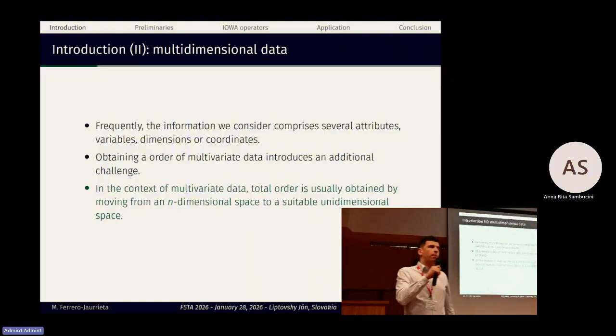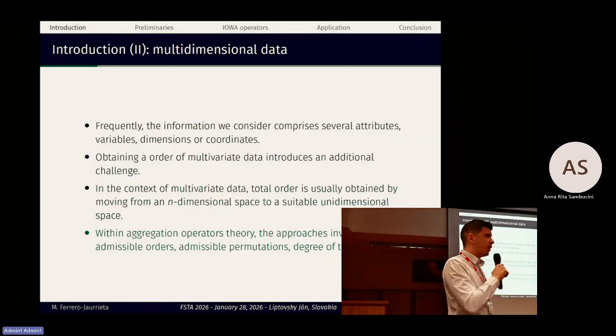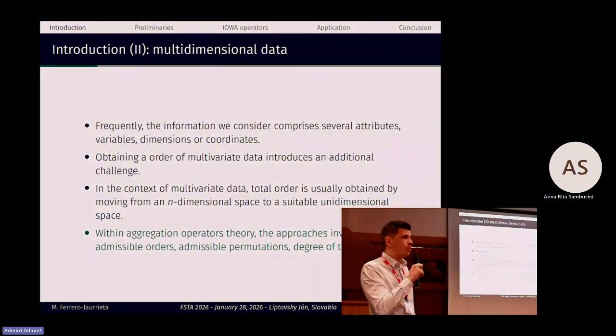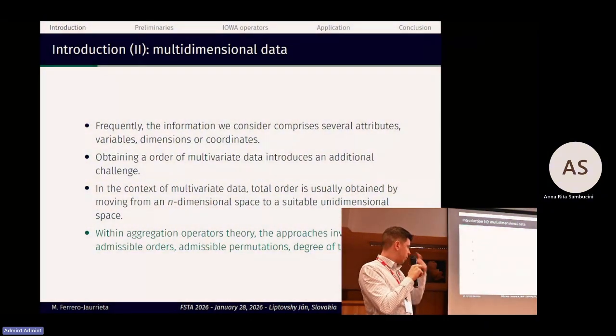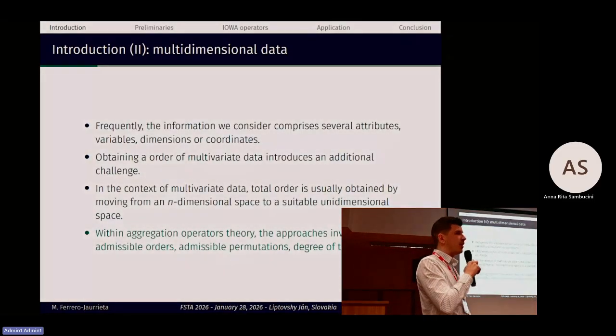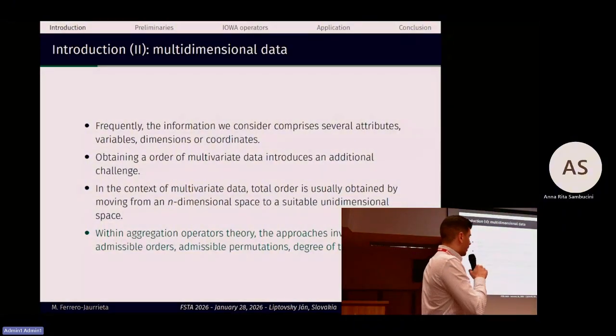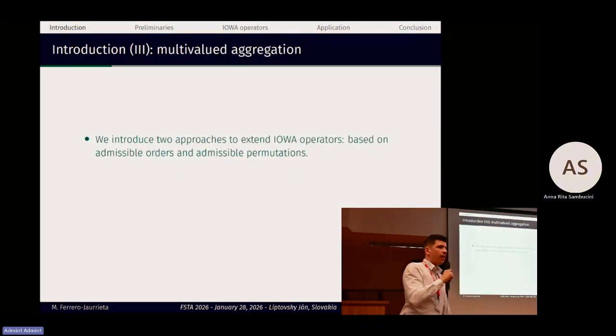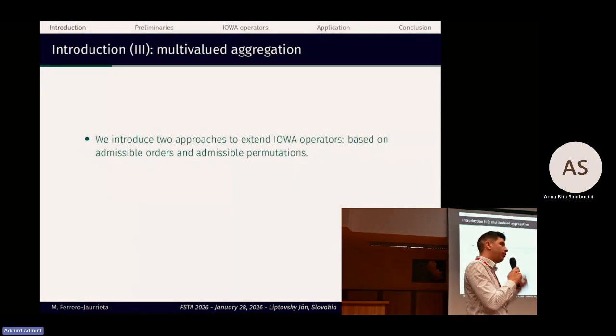In the field of aggregation function theory, there have been several approaches in order to have a multivariate order. Some of them are the admissible orders, the admissible permutations, degree of totalness, etc. In this work, I'm going to present two small approaches to extend the OWA operators based on admissible orders and based on admissible permutations.